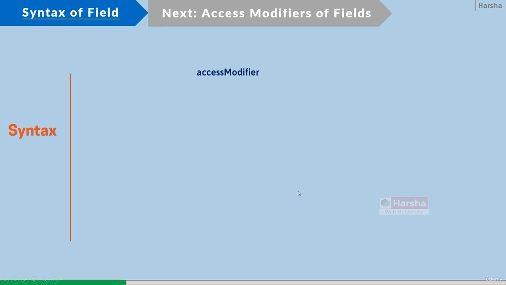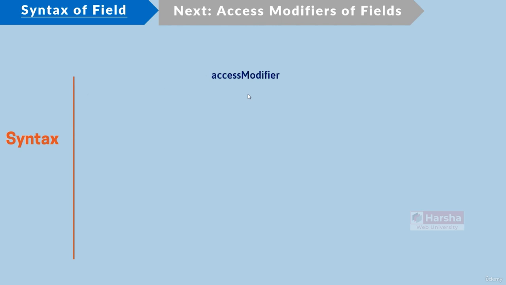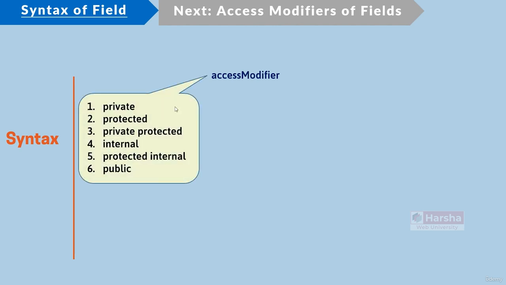How to create a field? First, we should start with the access modifier. The list of available access modifiers of field are 6. That is private, protected, private protected, internal, protected internal, and public. I will explain the meaning of each modifier in the next slide.